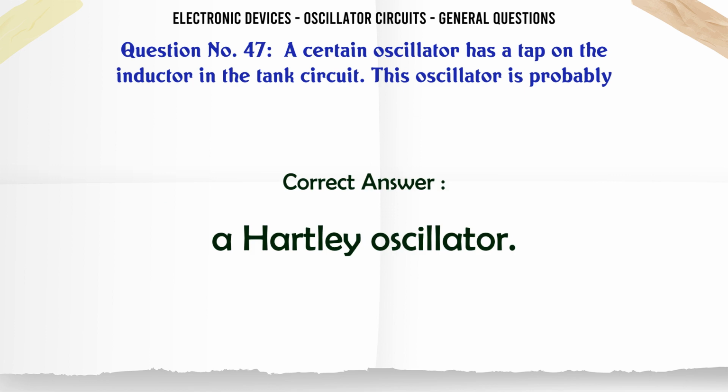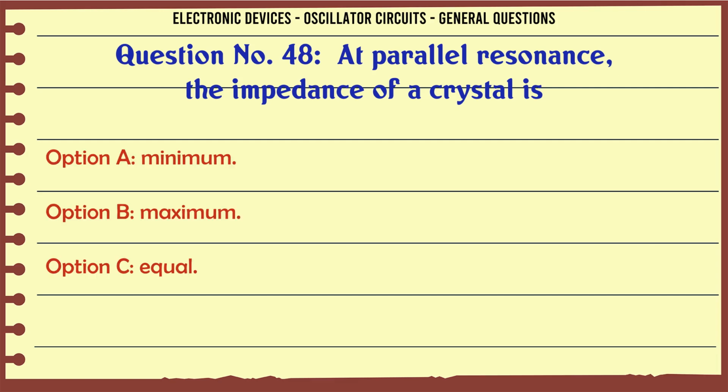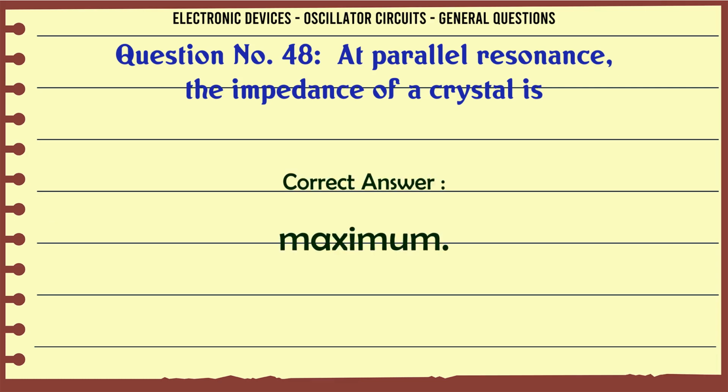At parallel resonance, the impedance of a crystal is A. Minimum. B. Maximum. C. Equal. D. Zero. The correct answer is maximum.